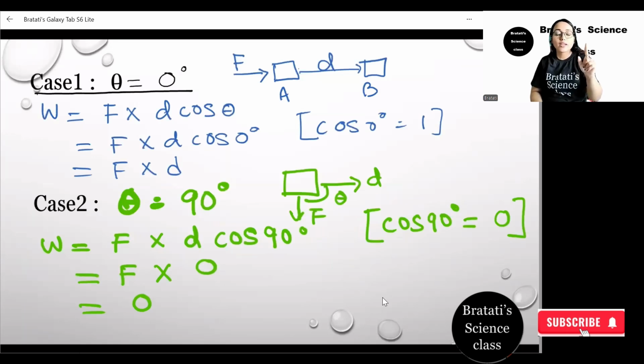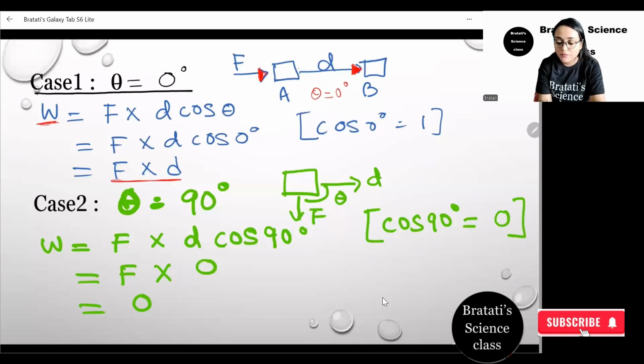First case, when theta equals 0 degree. That means, as we just discussed, the force and the displacement are in the same direction. Both are in the same direction, so the angle between them is 0. So theta equals 0 degree and cos 0 degree equals 1. In that case, W equals F into D. The maximum work is done.